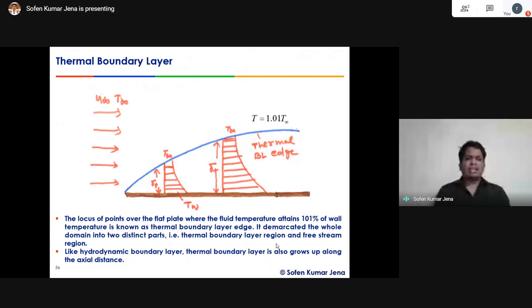But this is not always the case. Just imagine the solid is heated to some higher temperature and the free stream fluid is allowed to pass over the solid. In that case, what will happen? The fluid directly in contact with the solid surface will exchange maximum heat, right? Because the fluid is at a lower temperature and the solid at a higher temperature, it will exchange heat. Further, the fluid which gained heat from the solid surface will exchange that heat with the next adjacent fluid layer.